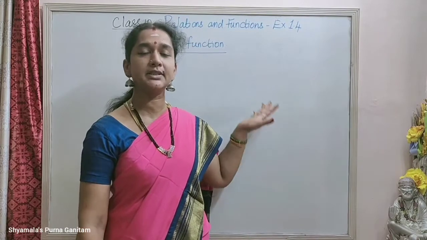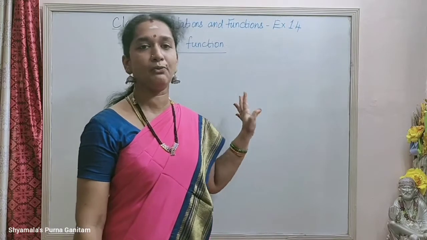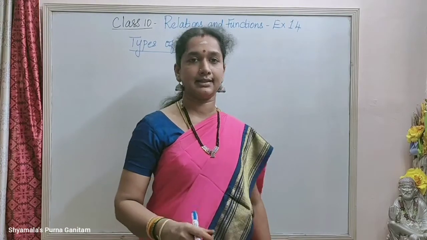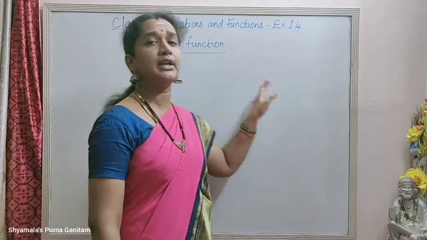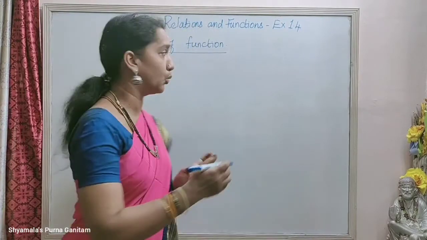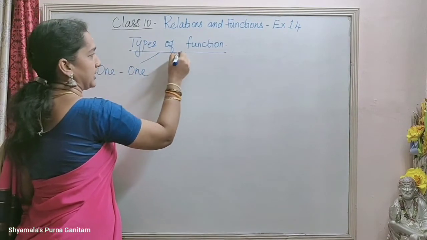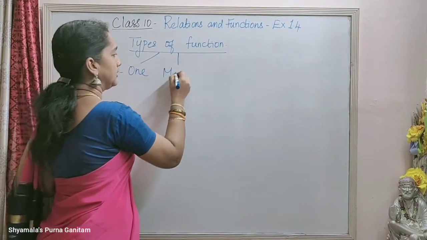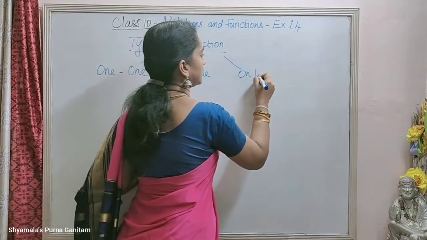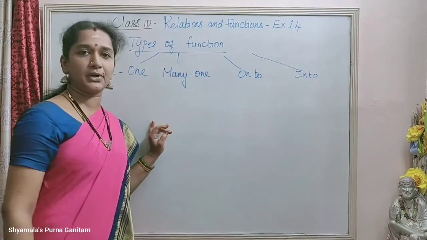Before doing those sums, we will know about types of functions. After knowing all these things, we will do the remaining exercise sums. Different types of functions are there in this. The different types of functions are one-to-one, many-to-one, onto, and into. So 4 different types of functions are there.